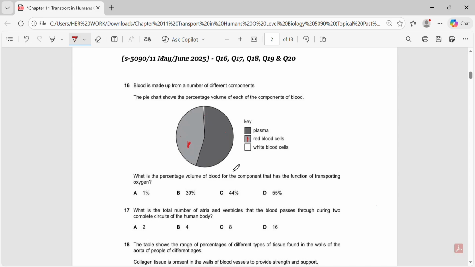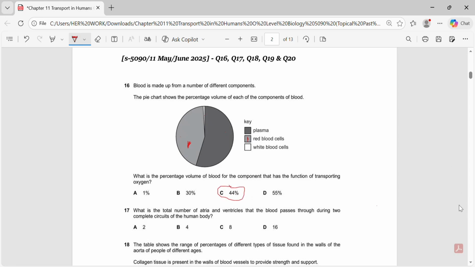Plasma is the largest at about 55%, white blood cells form a very small fraction at about 1%, and the remaining large portion belongs to red blood cells, which is approximately 44 to 45%. When we compare this value with the given options, 44% matches best. Therefore, the correct answer is C, which is 44%, so this is the correct option.